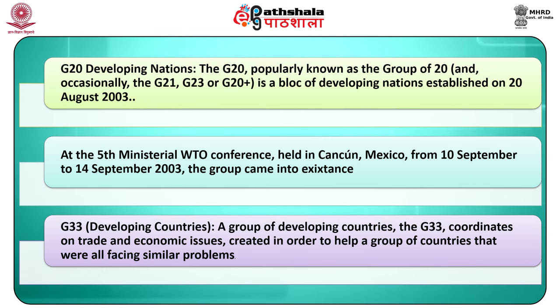Next, G33 developing countries. A group of developing countries, the G33 coordinates on trade and economic issues, created in order to help a group of countries that were all facing similar problems. Special rules were proposed for developing countries at WTO negotiations, like allowing them to continue to restrict access to their agricultural markets. Despite the name, there are currently 46 member nations including India, Pakistan, etc.